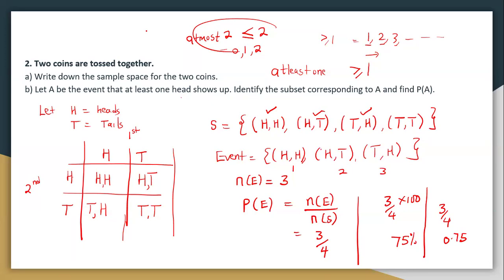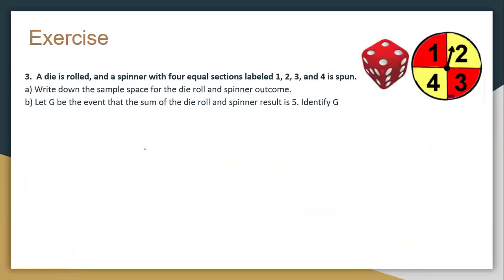Yes. Okay. Then we had another one whereby a die is rolled, and then we had a spinner with 4 equal sections labeled 1, 2, 3, 4. So when you look at my screen, I've tried to show you that this was our die, and then this is our spinner. And they are tossed, or they are run at the same time.